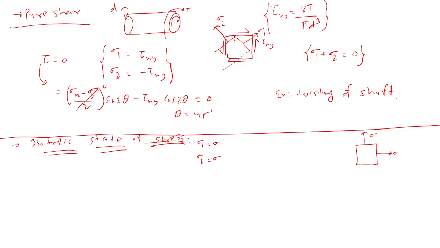You can see sigma 1 equals sigma x plus sigma y by 2. That would give sigma, and tau is not here, so that term would be 0, and sigma x minus sigma y by 2 whole square would be 0. So sigma will come, right?